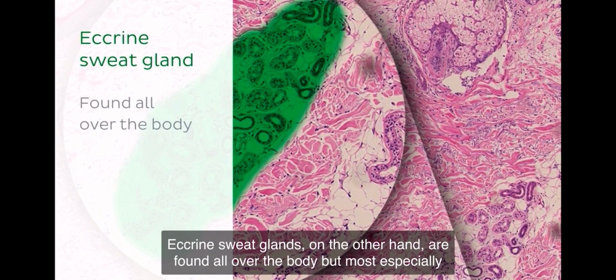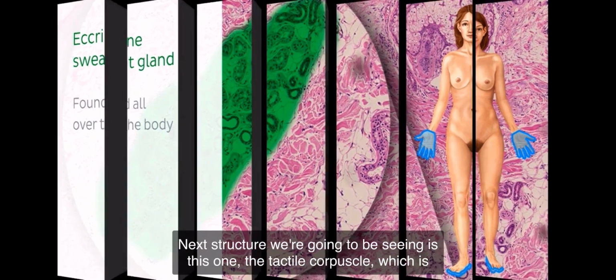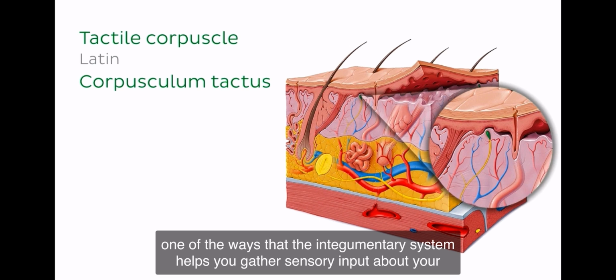Eccrine sweat glands, on the other hand, are found all over the body, but most especially on the palms of the hands and the soles of the feet. Next structure we're going to be seeing is this one, the tactile corpuscle, which is one of the ways that the integumentary system helps you gather sensory input about your environment.